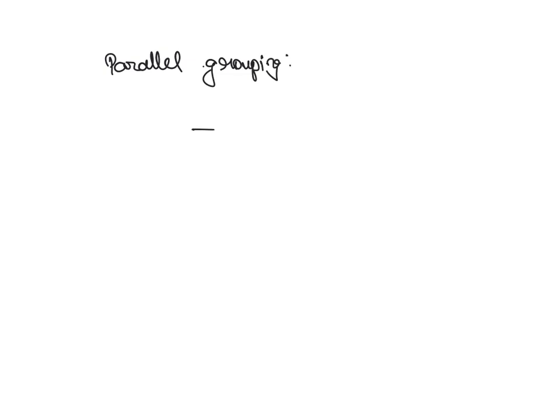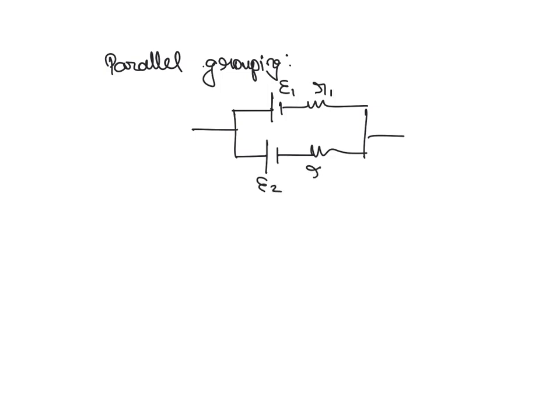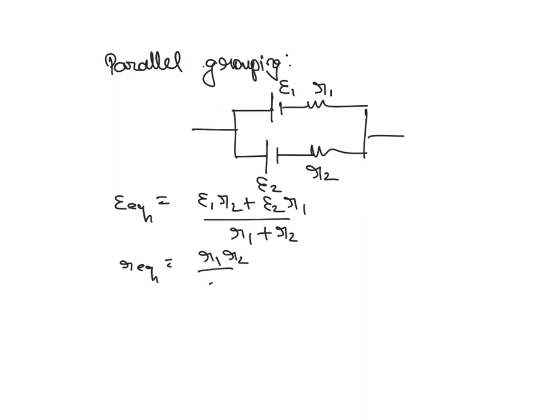Parallel grouping would be like this. So this is E1, R1, E2 and R2. Here in this case, E equivalent must be equal to E1 R2 plus E2 R1 divided by R1 plus R2, and similarly R equivalent must be equal to R1 R2 divided by R1 plus R2. So this is how we can get the value of the equivalent EMF as well as the equivalent internal resistance of the cells.